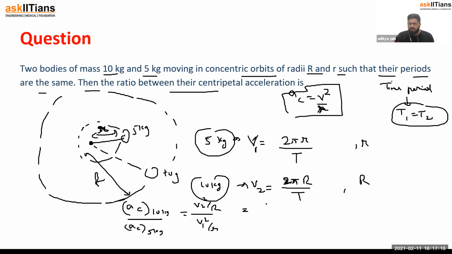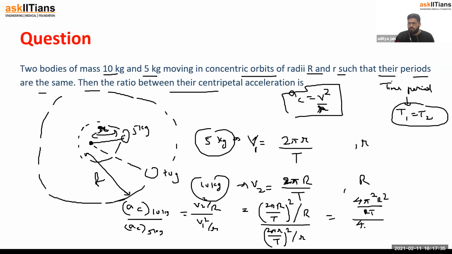2 pi capital R. So (2 pi capital R over T) whole square divided by capital R, and V1 square is (2 pi small r divided by T) whole square divided by small r. This will give you 4 pi square R square upon RT divided by 4 pi square small r square divided by small rT. This T and T will get cancelled out.